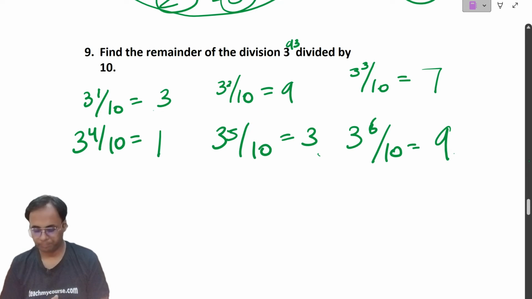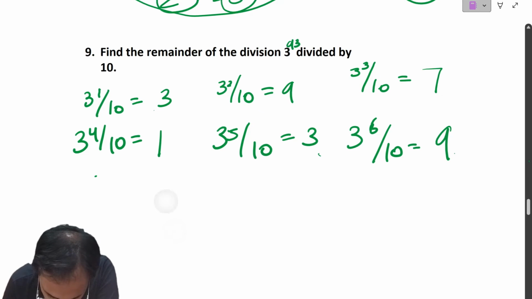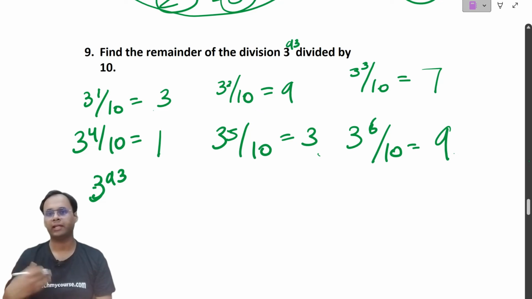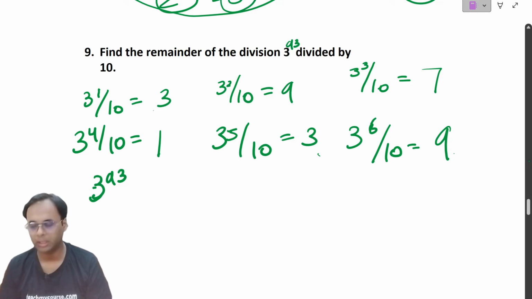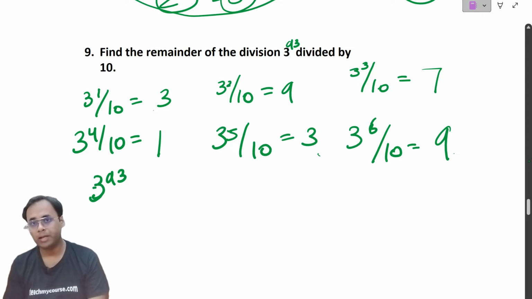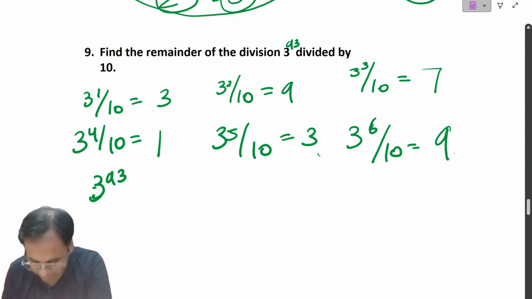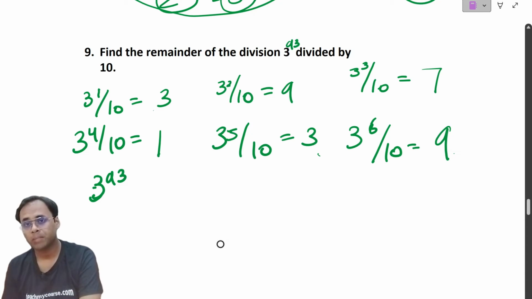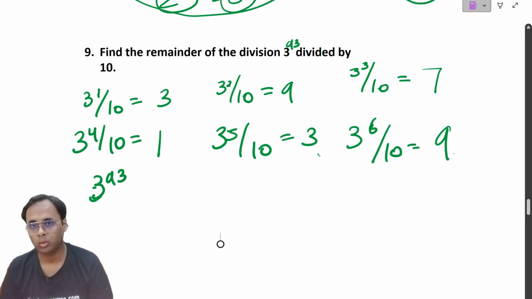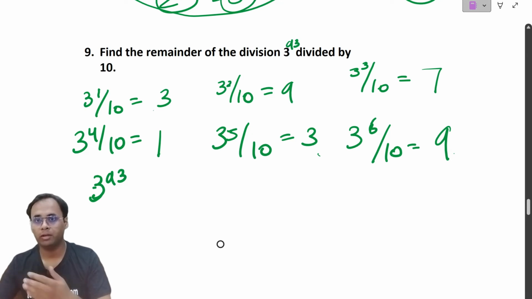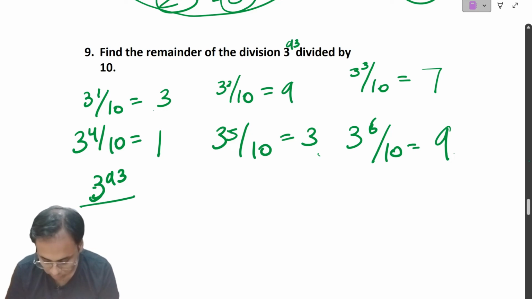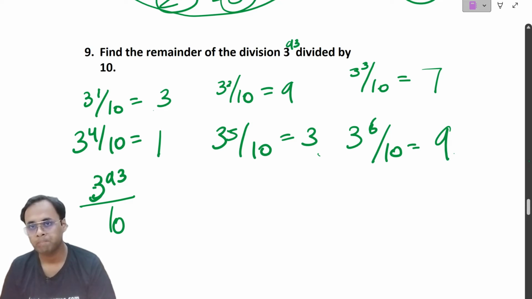The power we are concerned with is 3 raised to the power 93, and for this there is a cycle of 4, like every 4 times the digits are getting repeated. So how can we break 93? 93 can be written as 92 plus 1. We have to see the nearest multiple of 4, because this cycle is getting repeated on every fourth term. So 3 raised to the power 93 divided by 10, this is what we need to calculate.